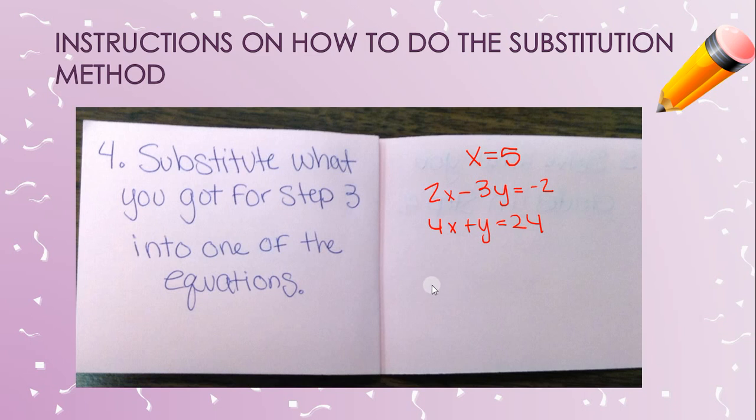What I usually do is choose the simpler math. So I'm actually going to use this top equation here. Wherever I see an x, I'm going to put a 5. So 2 times 5, because there's an x there, minus 3y equals negative 2. So that's step 4. All we need to do is substitute what we got.